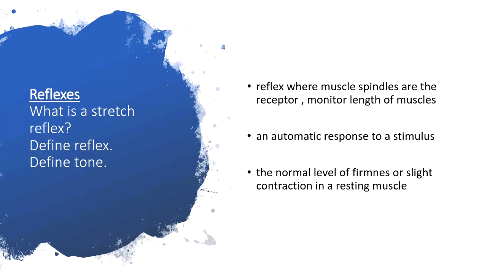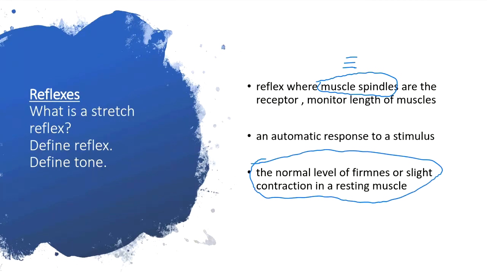Okay, so what is a reflex? Define reflex and define tone. So what is a stretch reflex? It is a reflex where muscle spindles are the receptors, and they just monitor the length of muscles. So the receptors that respond to this stretch are called muscle spindles. Okay, they're very long and very thin. Define reflex: it is an automatic response to a stimulus. And then tone is just the normal level of firmness or slight contraction in a resting muscle.